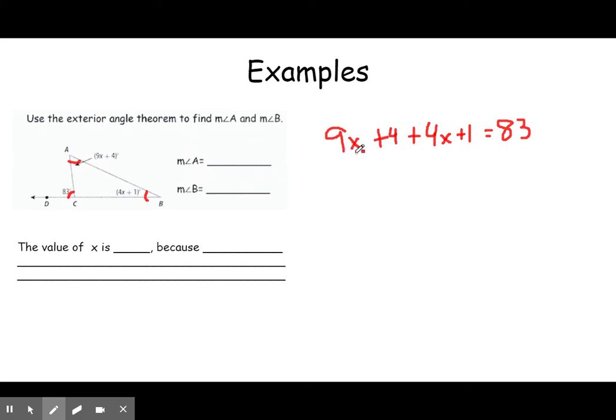So here I've got 9x's. Here I've got 4x's. They're both positive. So if I add those, 9x plus 4x, I get a total of 13x's, right? And then I've got this plus 4 and this plus 1. So I've got two constants that I'm going to combine also. Well, they're both positive, right? So if I add them, we get a positive 5 or plus 5 is equal to 83.